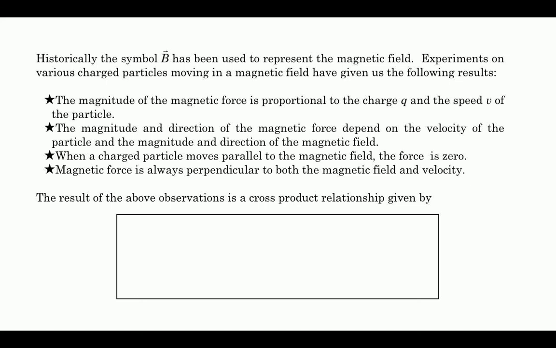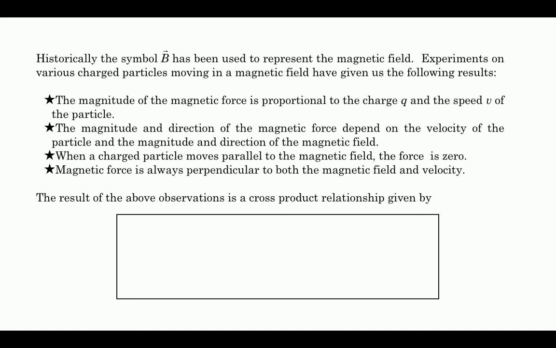We also find that there's a magnitude and direction. The magnitude and the direction of this magnetic force depends on the magnitude and the direction of the velocity and the magnitude and the direction of the magnetic field that it's moving through. So a stronger magnetic field leads to a stronger force. A higher velocity leads to a stronger force. We also find that when a charged particle moves parallel to the magnetic field, the force is zero. So there is no force if it's moving parallel. And interestingly enough, the force is always perpendicular to both the magnetic field and the velocity.